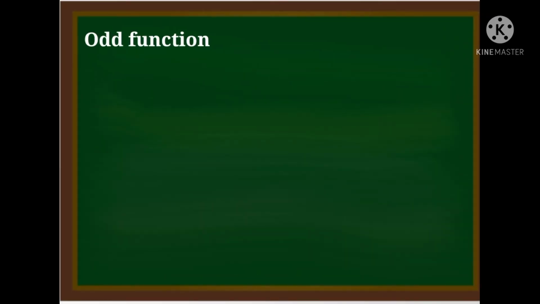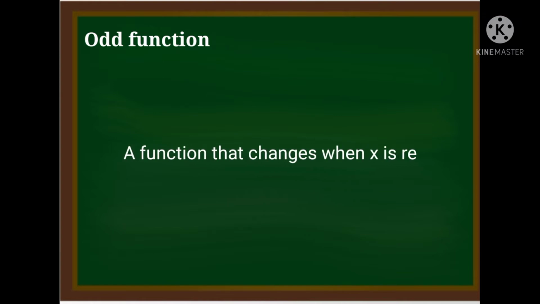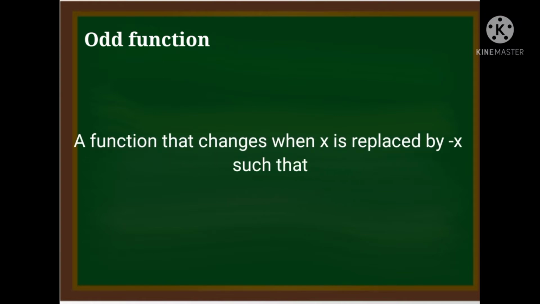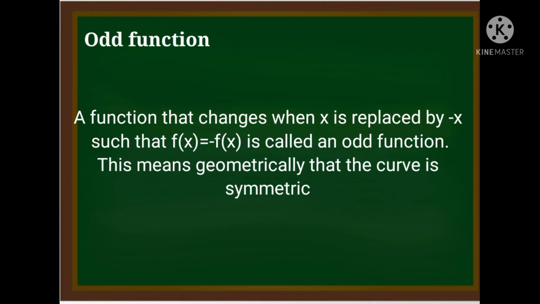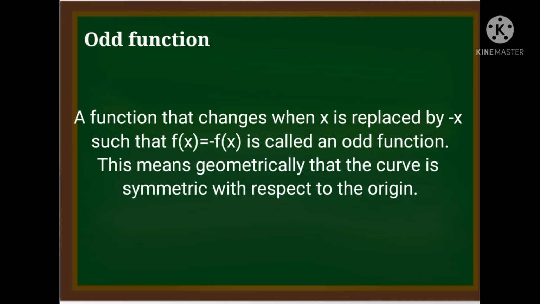Next is the odd function: a function that changes sign when x is replaced by negative x, such that f of negative x is equal to negative f of x, is called an odd function. This means geometrically that the curve is symmetric with respect to the origin.